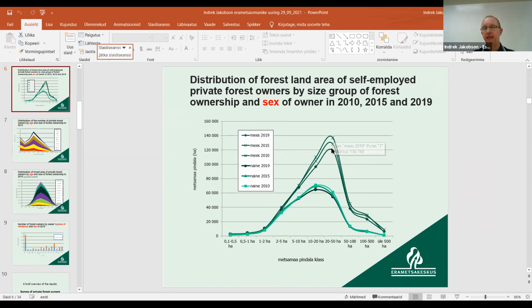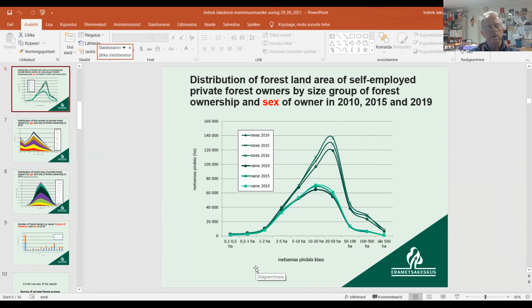It makes it a bit messy, maybe, but the message is very clear: this is the average percent, the average forest owner class, which means nearly 20 hectares. Men have a bit more forest than women. But what was the question here?